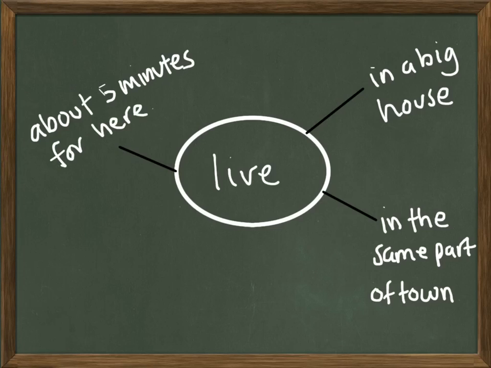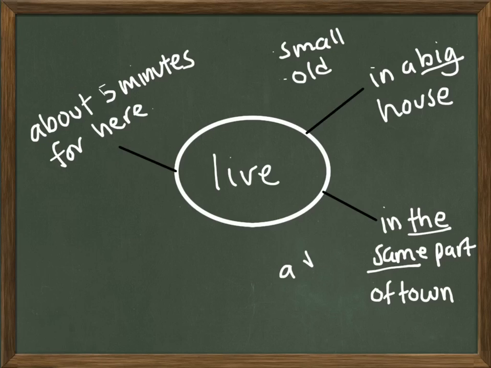Of course, in these expressions, there are some items that we can add or change. Instead of a big house, we can also say small or old. In the case of in the same part of town, we can change same and say a different part of town. And here we can change the time unit, and we can say 10 minutes, or 5 blocks if our measure is not time, and so on.